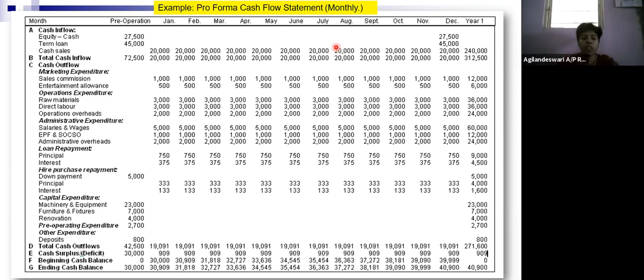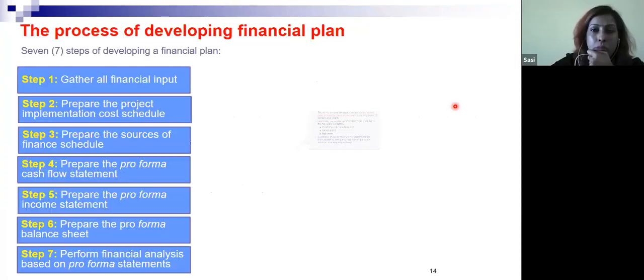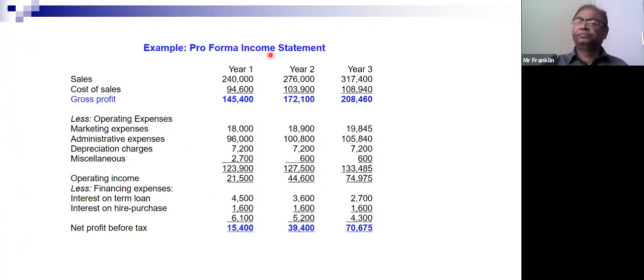240,000. That means this company, every month the sale is 20,000, and all the sale is cash. So this is good. It's a cash business. No credit, tak ada hutang, 20,000 coming in. So that means now we are looking at the income statement. That means 240,000 is coming in first year.